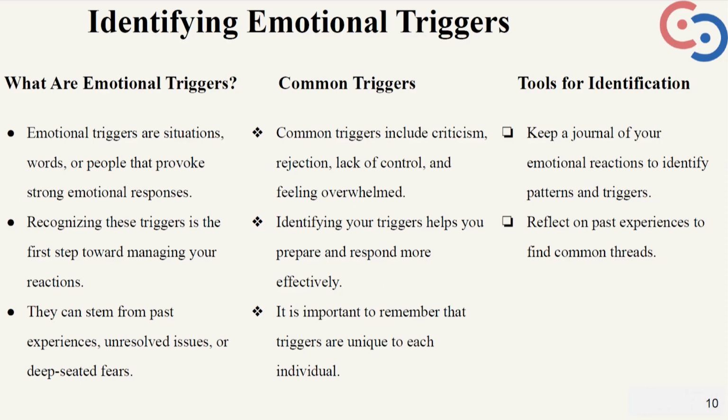And when you are not doing anything, when you are not concentrated on anything, your mind will always be thinking about the past triggers. When you are not particularly oriented towards anything, the mind will always be anxious about the future. It can cause the triggers. So, try to understand that past experiences, unresolved issues or deep seated fears can cause emotional triggers. Common triggers include criticism from others or from the company, from the boss, from the faculties, or lack of control, sometimes rejection, love relationships, or a job interview, and feeling overwhelmed. Identifying your triggers helps you prepare and respond more effectively. It is important to remember that triggers are unique to each individual. That is also very important.